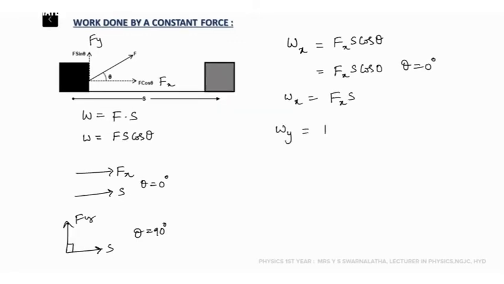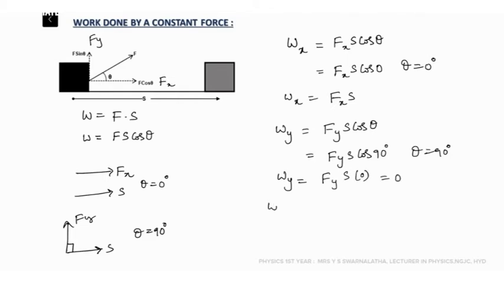So in the same way, work done by the vertical component of the force Wy is equal to fy s cos theta. So fy s theta is 90 degrees. So cos 90. Cos 90 ఎంత 0. So Wy is equal to ఏమవుతుంది fy s into 0. So Wy is equal to 0.